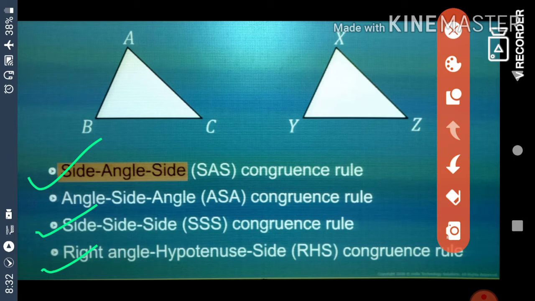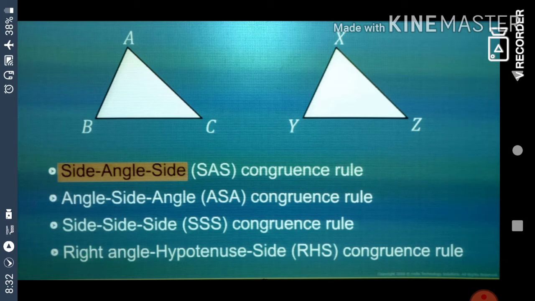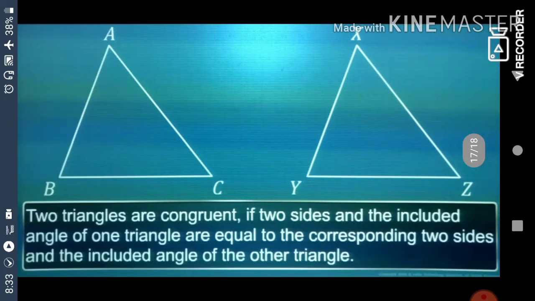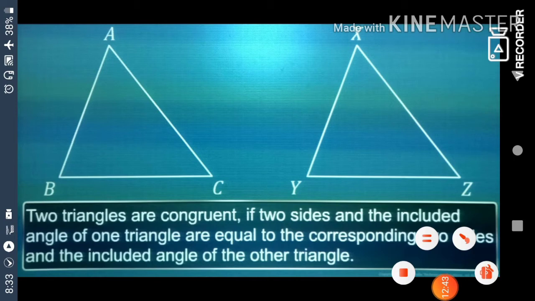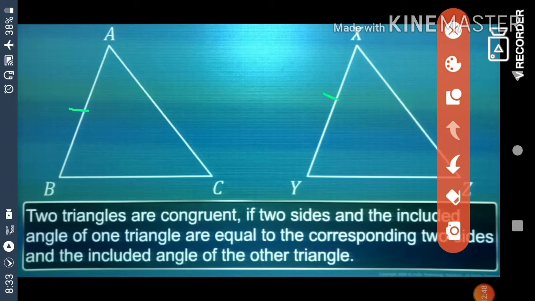First we'll learn about side angle side, because the first exercise in NCERT is based on this one only. Okay, let's learn about the SAS congruency rule. Two triangles are congruent according to the SAS congruency rule, as given here, triangles ABC and XYZ. They will be congruent if two sides and the included angle are equal. Now what does it mean? Here are two sides, like I am taking AB. AB is equal to XY, and BC is equal to YZ.